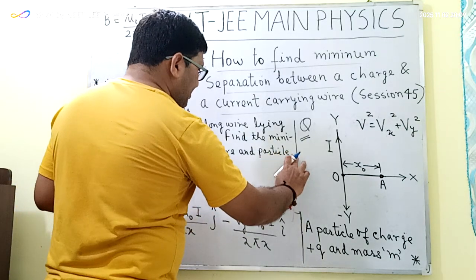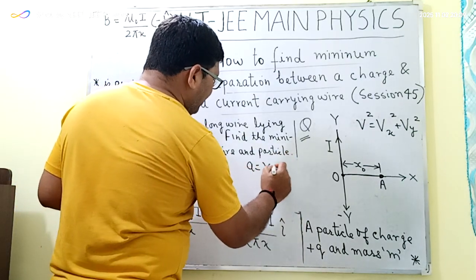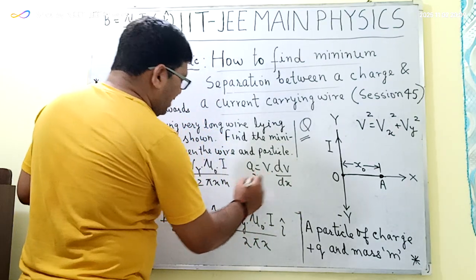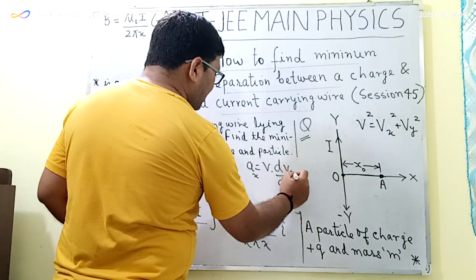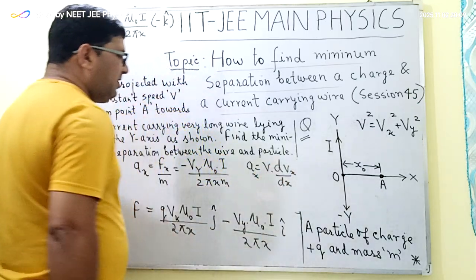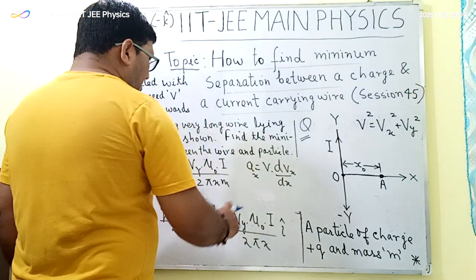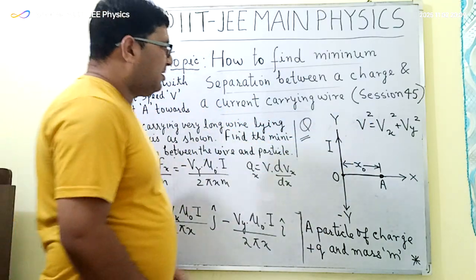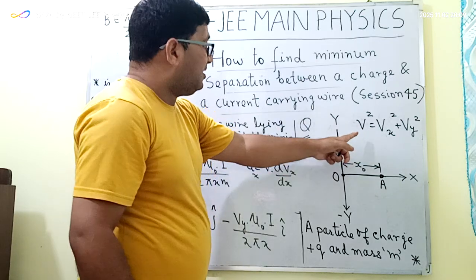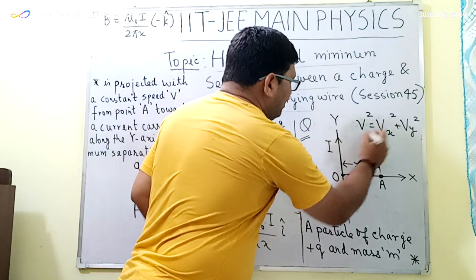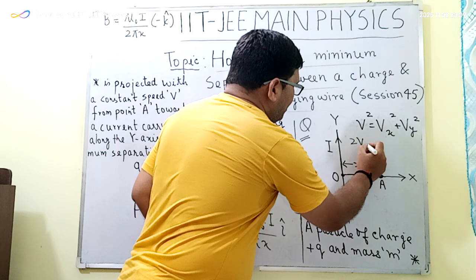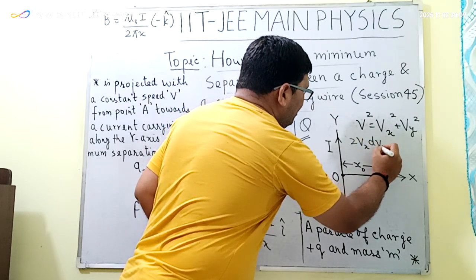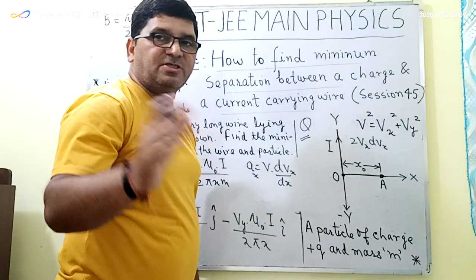And now the acceleration is also given by a is equal to v dv upon dx. So the acceleration of the charged particle along the x-axis can be written as Vx dVx upon dx. Now we have one more equation here, that is V square is equal to Vx square plus Vy square. Now if I differentiate this equation with respect to t, here V is constant, so I will be getting 2 Vx dVx.